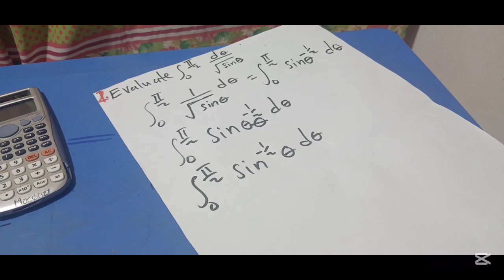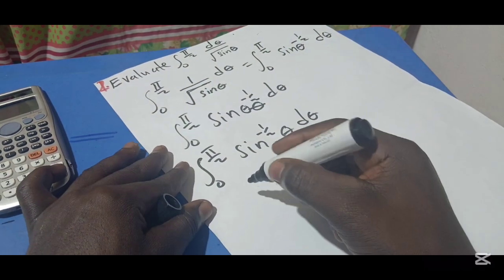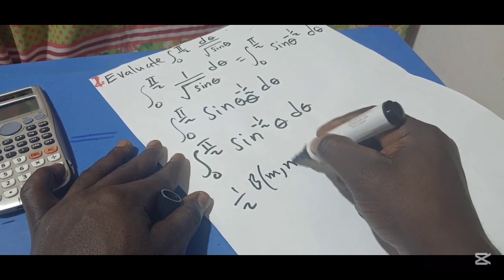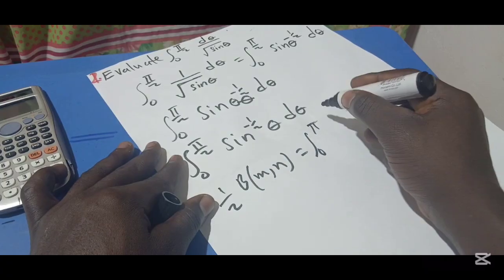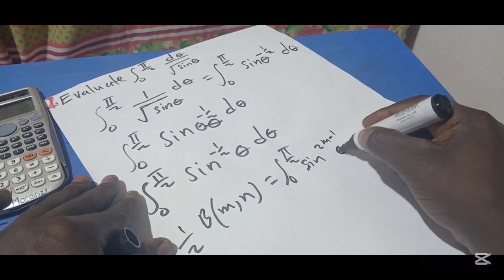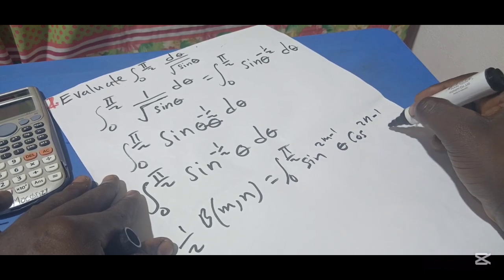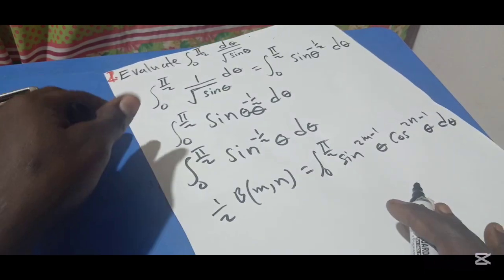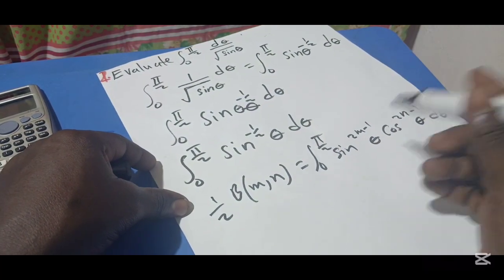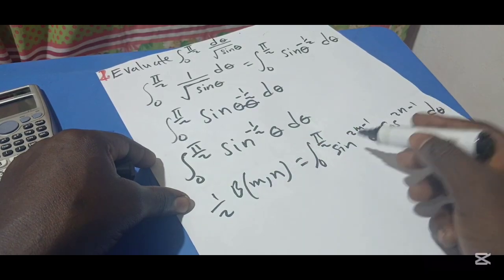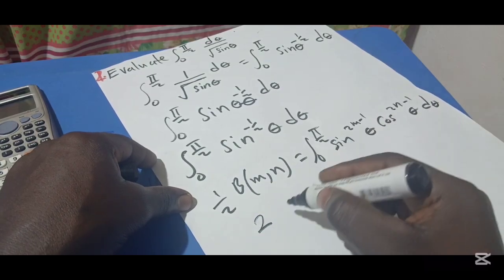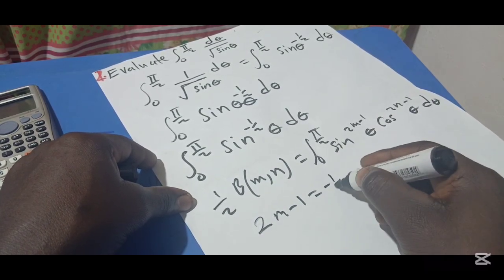So comparing this to the general formula, which is half beta of m, n equals the integral from 0 to pi on 2 of sine to the 2m minus 1 theta, cos to the 2n minus 1 theta, d theta, I want to compare the powers of the sine term and the cos term. The power of sine here is minus half. So 2m minus 1 equals minus half, to look for the value of m.